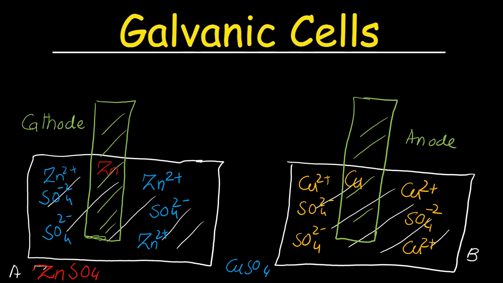The cathode and anode of a galvanic cell are usually connected with a conducting wire, with conducting metallic wires like this. The role of the conducting metallic wire is very important.